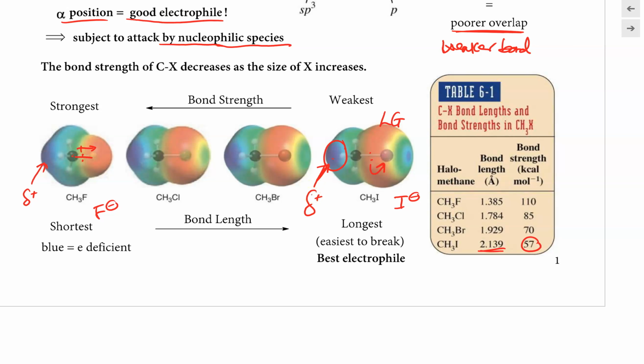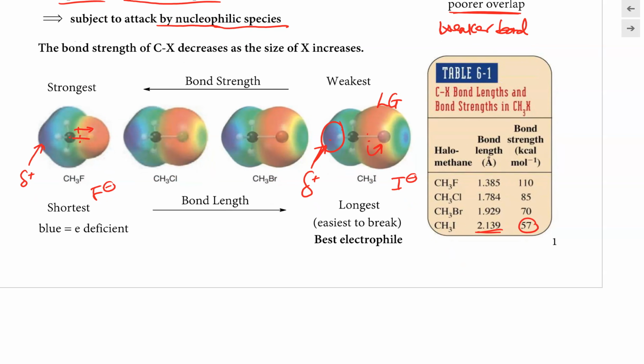So again, this is a very important thing that we need to be able to understand. And so let's summarize this. When it comes to the bond between the carbon and the halogens, fluorine would have the shortest bond, and iodine will have the longest one. But when it comes to bond strength, it will be the opposite. The bond between carbon and fluorine will be the strongest, and the bond between carbon and iodine will be the weakest. And now the carbon bonded to iodine will be the better electrophile.